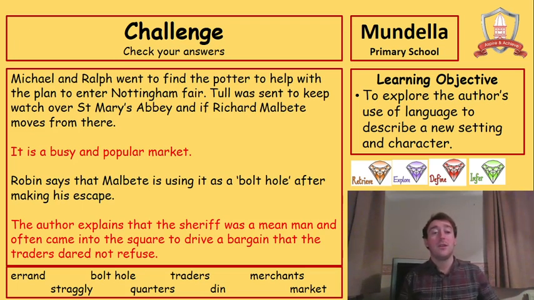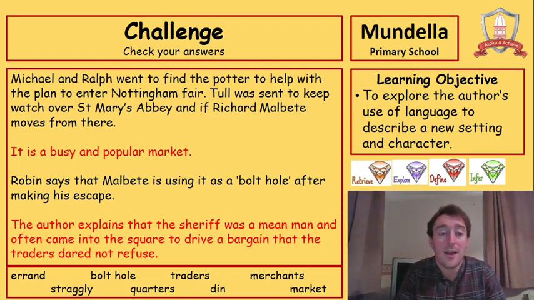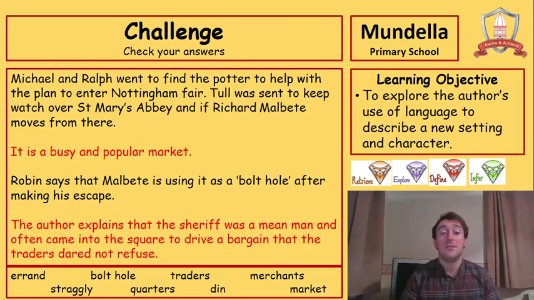So the first one, Michael and Ralph went to find the potter to help with the plan to enter Nottingham Fair. That was their errand. Toll was sent to keep watch over St Mary's Abbey, and if Richard Malbeat moves from there, then he was told that he had to go and tell Little John after that. A din, it's a busy and popular market. That's what it tells us about it.